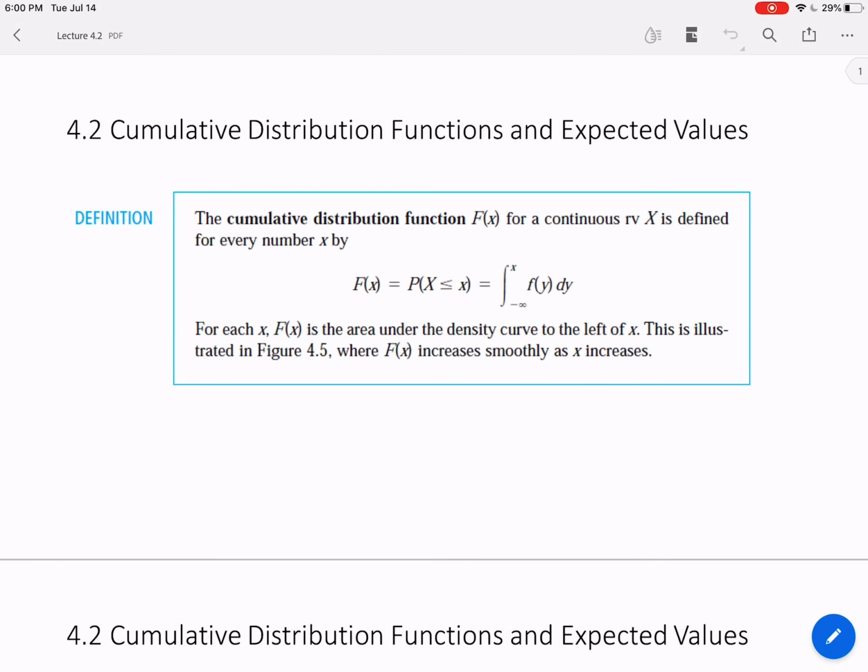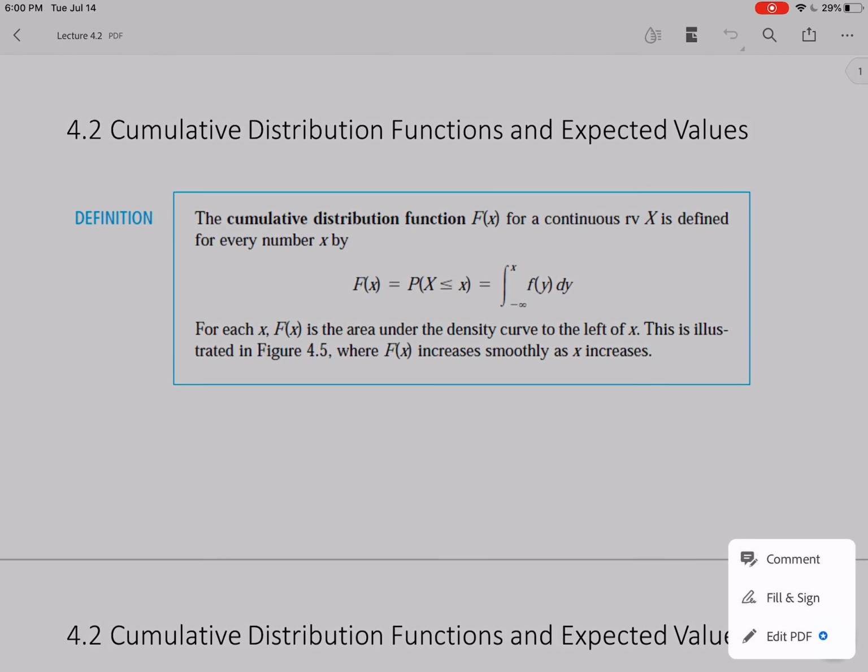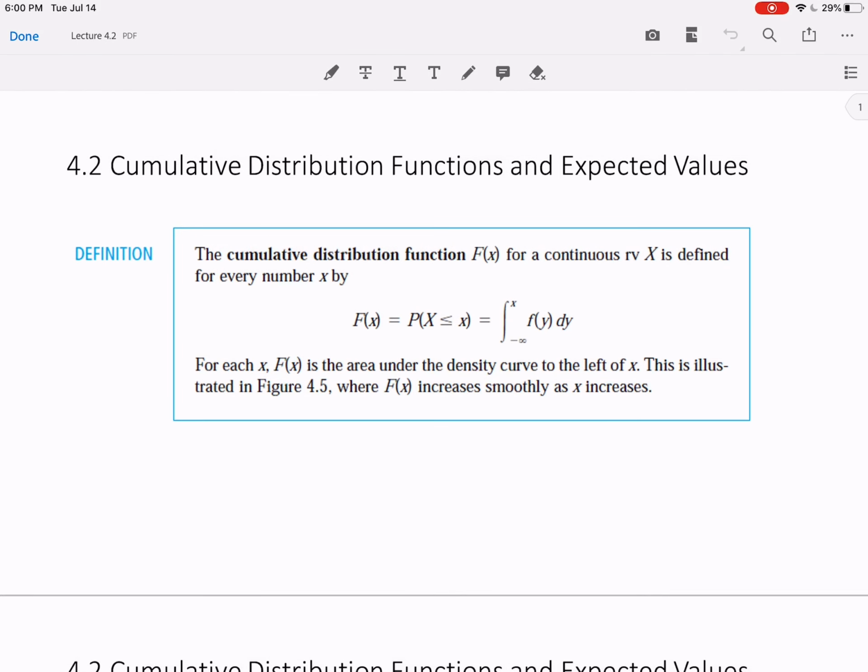Alright, in this video we're talking about section 4.2, cumulative distribution functions and expected values. So the CDF of a continuous random variable is very similar to the idea of the CDF of discrete random variables we talked about before in the discrete random variable section. Now let's take a look at the definition here.